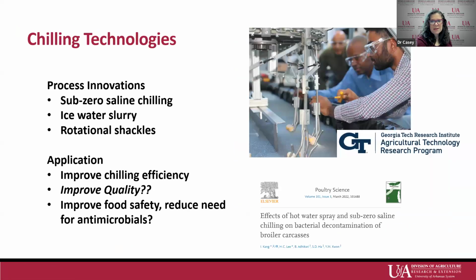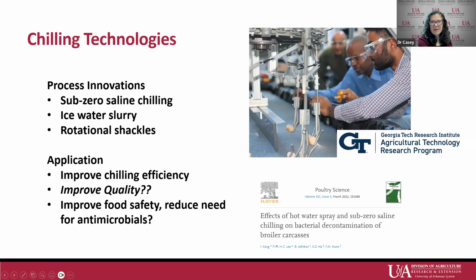Some chilling technologies. There's some things coming down the line in that one, because we are very interested in food safety, and so how can we make the process more efficient, get the bird's temperature down more quickly, and help reduce pathogenic or microbial growth. And so we've got sub-zero saline chilling. That means we can get the temperature down much lower than traditional chilling.